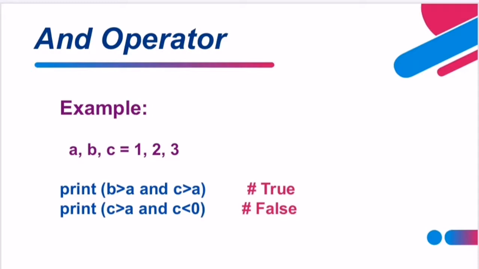Next print line, c greater than a and c less than 0. So here c greater than a: the value of c is 3 and the value of a is equal to 1, so 3 greater than 1, it's true. So the first condition is true. Second, c less than 0, no, c is not less than 0, so this means it is false. So if one of the operands, if you are using the AND operator, is false, this means the result will be false, so that's why it is false.